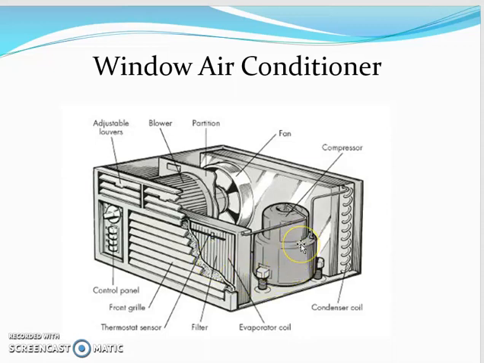Then the compressor, it is used to compress the refrigerant from evaporator pressure to condenser pressure. Then the condenser coil, it is used to reject the heat from the refrigerant to the outside space. And then we may also have a condenser fan in an air-cooled condenser to move the air over the surface of the condensing coil to enhance the condensation rate. So these are the major components of the window air conditioner unit and their functions. Now we'll discuss its working.